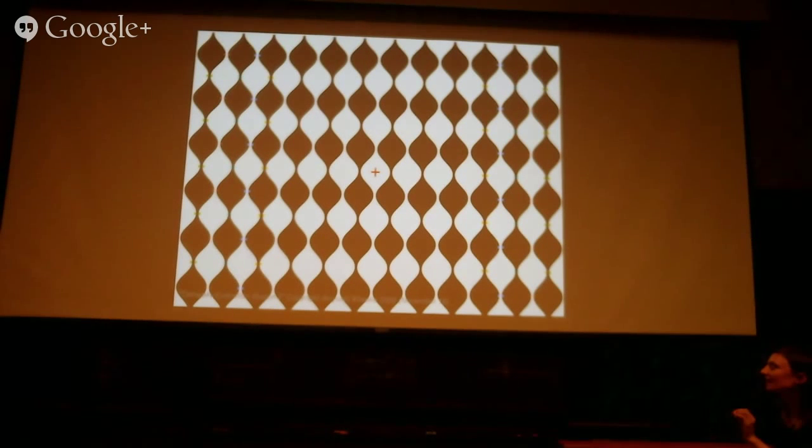So everyone focus on this red plus sign in the center of the image. And I'm going to put up another image, but concentrate on the red plus sign. Don't look away from the red plus sign. Keep staring at the red plus sign. Everyone's still staring at the red plus sign? Yep. Okay, now you can look away.